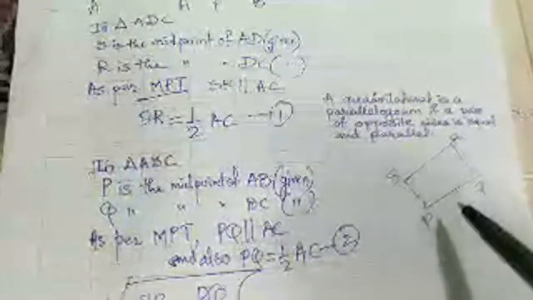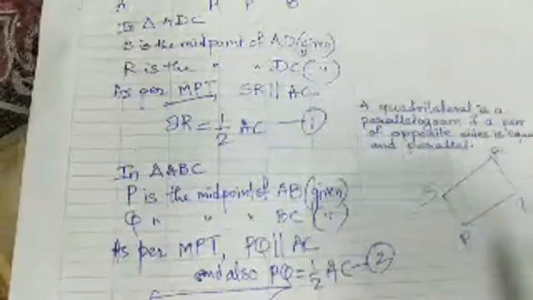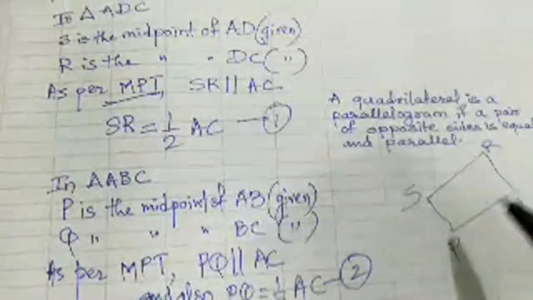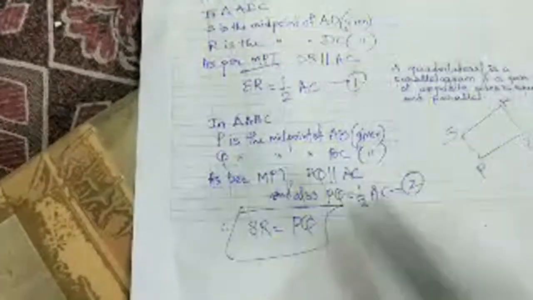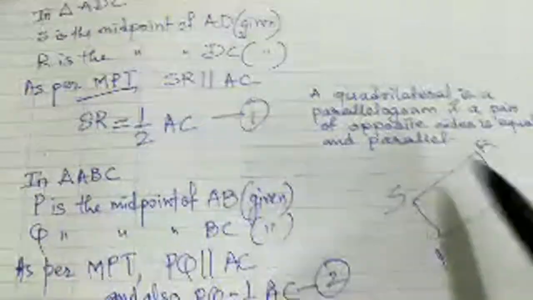Suppose this is a quadrilateral. We have taken that figure out of the whole figure. PQRS is here. This PQRS can be said to be a parallelogram if a pair of opposite sides is equal and parallel. Now, what are the pairs of opposite sides here? One pair is PQ and SR. The other pair is SP and RQ, or PS and QR. So if any one pair of opposite sides is equal and parallel, then we can say that this PQRS is a parallelogram. Now we have already proven that PQ and SR are equal. So one thing is satisfied, that the pair of opposite sides is equal.